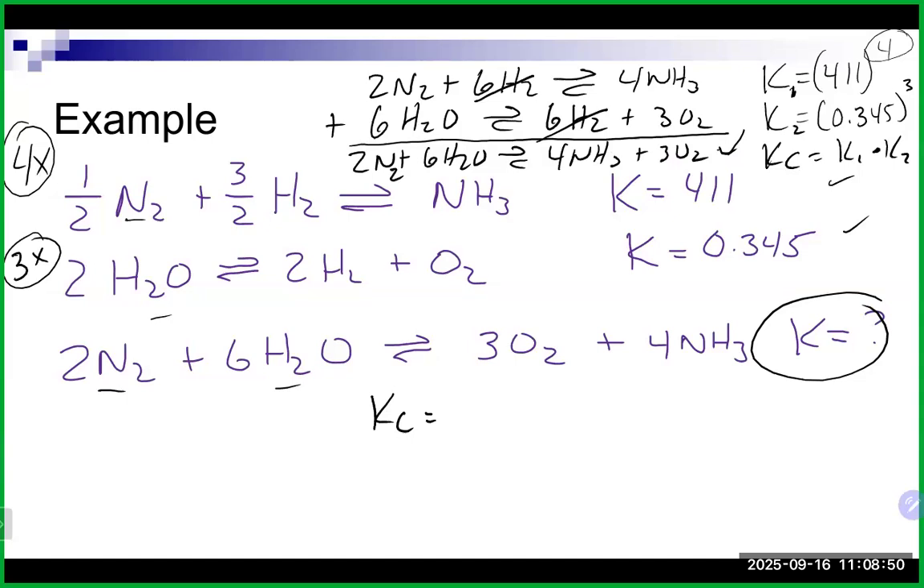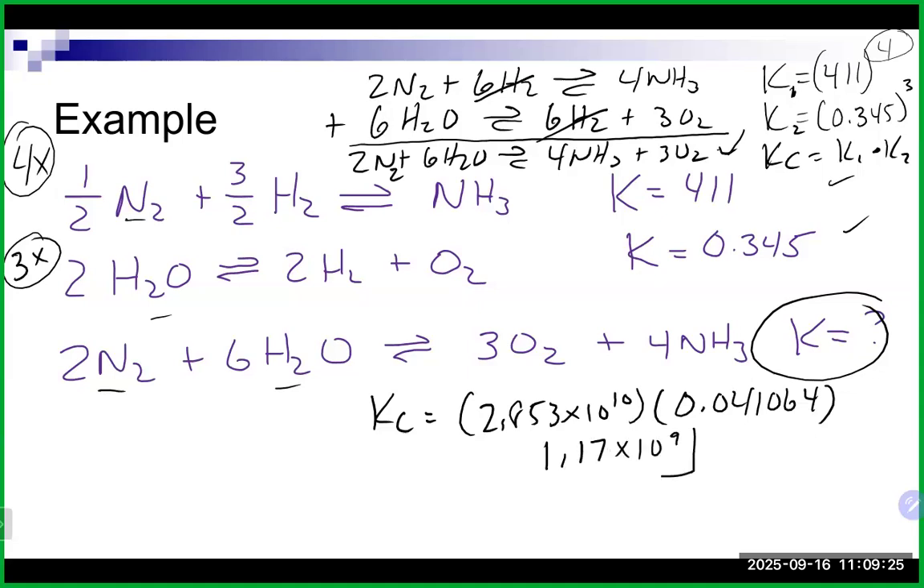K1 to the fourth power, and I'll give it something like 2.853 times 10 to the 10. And we're going to times it by 0.345 to the third power, which will give us something like 0.041064. We'll multiply those two together. Going to get us a big old number. I guess that's what happens when you make up numbers. Let's see. So you got 1 point, we'll go with 17 times 10 to the 9, I think, in this case. If I did not mess that up, hopefully.